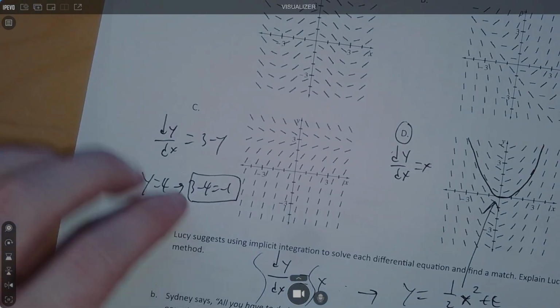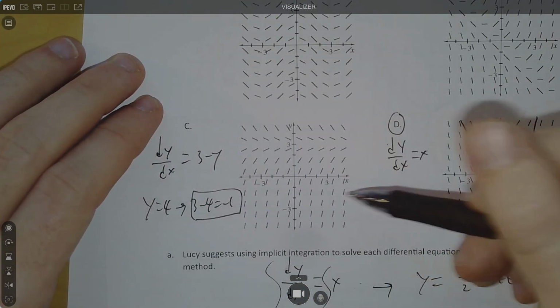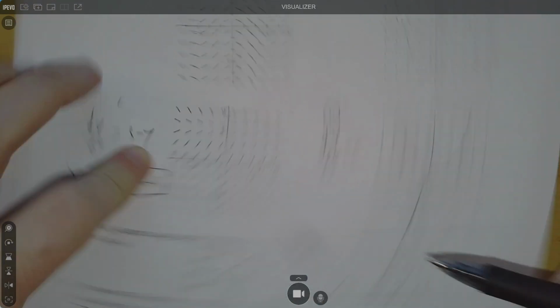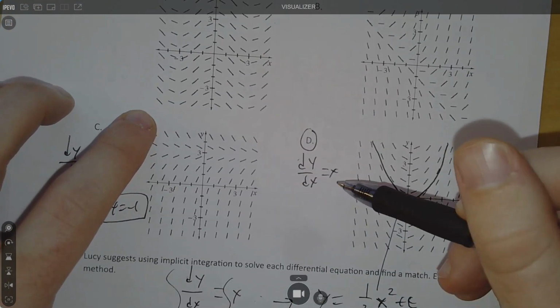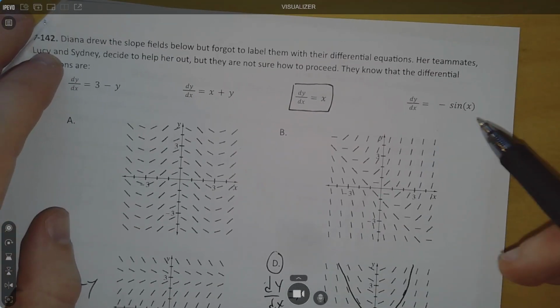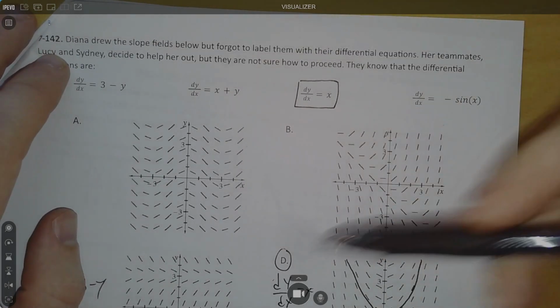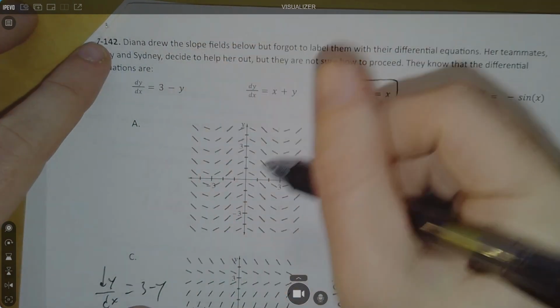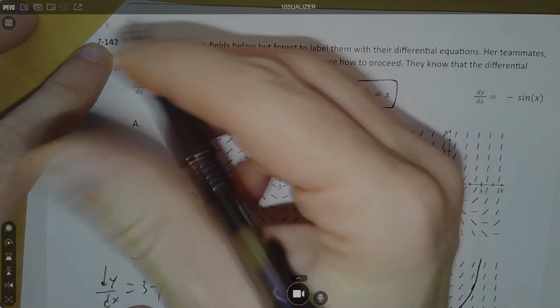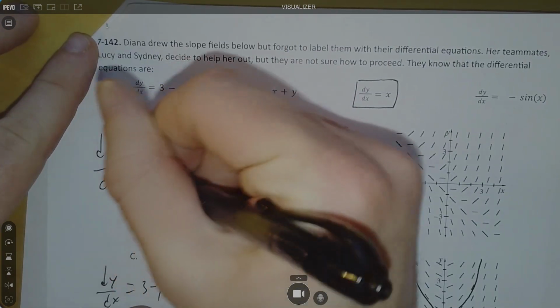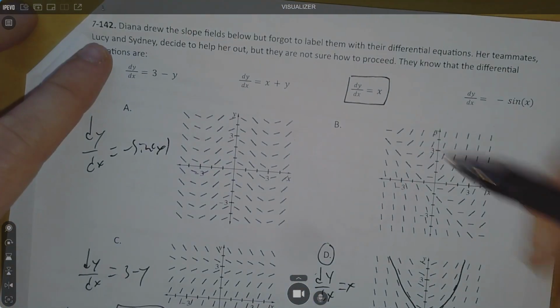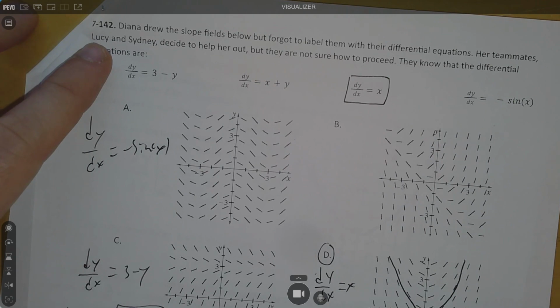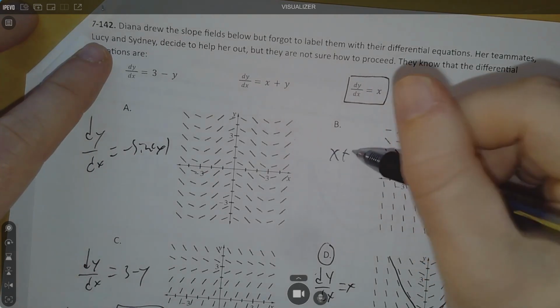So if you notice for this one right here, see how all the rows are parallel? That indicates that it can only have y in it. See how all the columns are parallel here? That means that it has only an x variable. The same goes for this negative sign. See how it has x in it? That means that all the columns should be parallel. And you can also see, based on this wave, it's a trig function, right? This is dy dx equals negative sine x, okay? Which means that this must be x plus y.